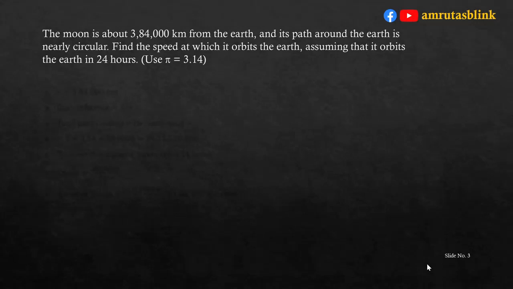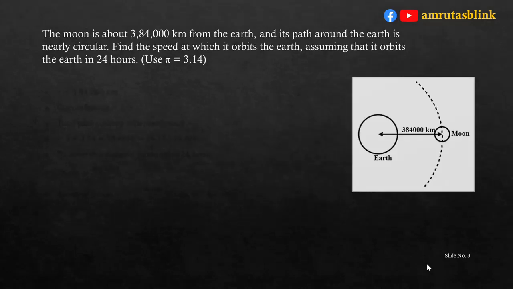The moon is about 3,84,000 km from Earth and its path around the Earth is nearly circular. Find the speed at which it orbits the Earth, assuming that it orbits the Earth in 24 hours. Use pi is equal to 3.14. Basically, mathematical modeling is dealing with the branch of mathematics wherein you solve day-to-day or scientific problems using mathematics.